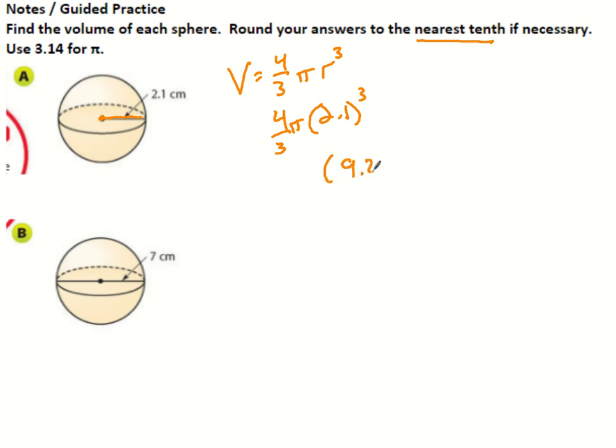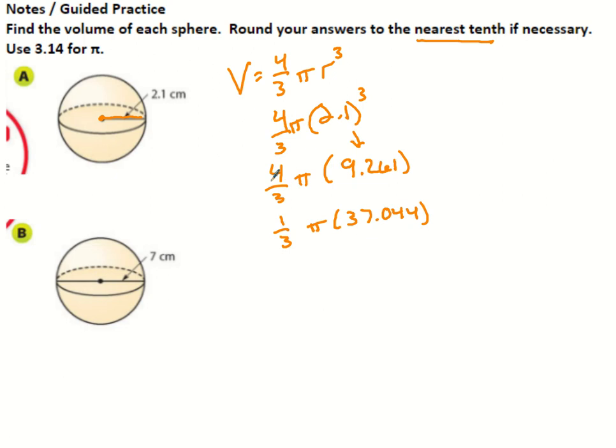I get 9.261. Okay. So I did 2.1 times 2.1, and then I also multiplied by 2.1 again. So now I've got 4/3 times pi times 9.261. So here's what I'm going to do with this value. I'm going to work with the 4/3 now. I'm going to multiply this value by 4, and then I'm going to divide by 3. So if I multiply this value by 4, I get 37.044.